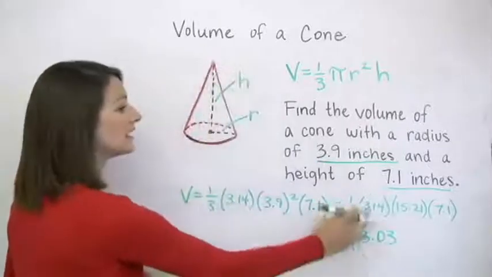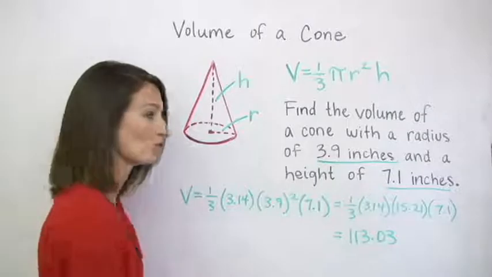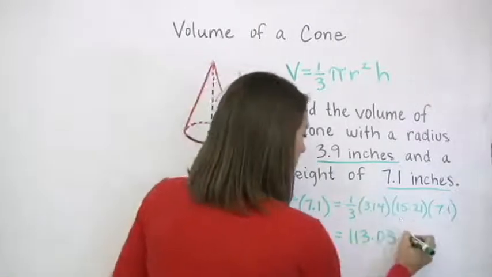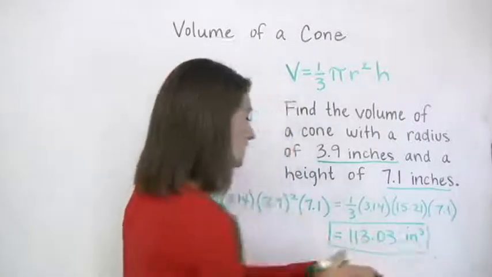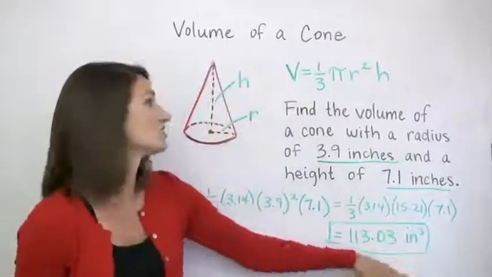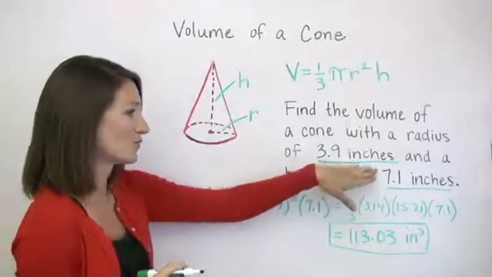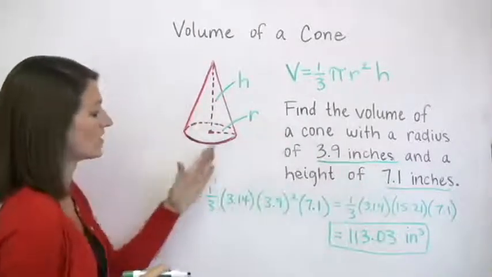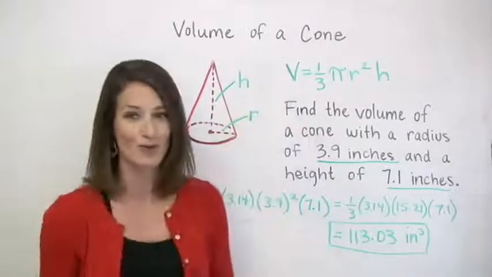113.03. And again, in our instructions we have inches for our units, so working with volume, those are cubed. So we have an answer of 113.03 cubic inches for this cone, which had a radius of 3.9 inches and a height of 7.1 inches, using our formula for the volume of a cone.